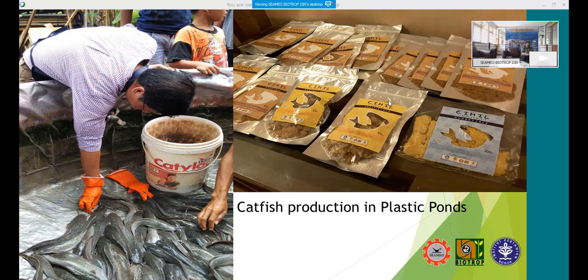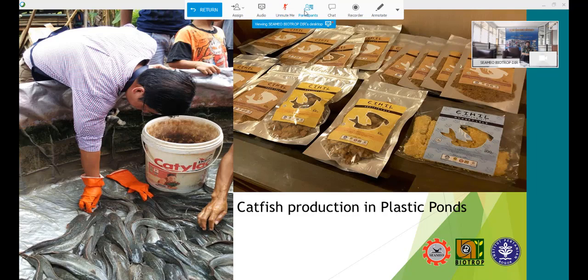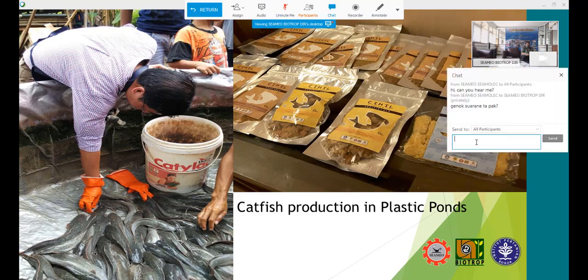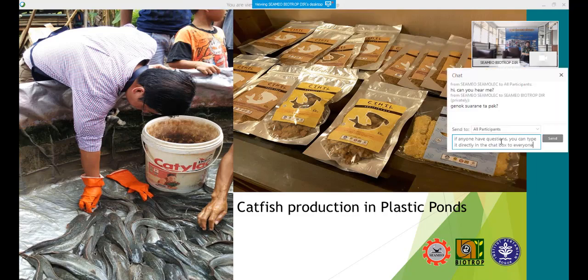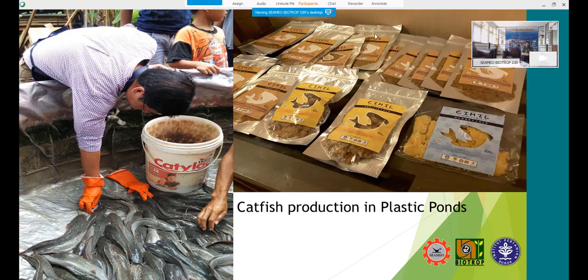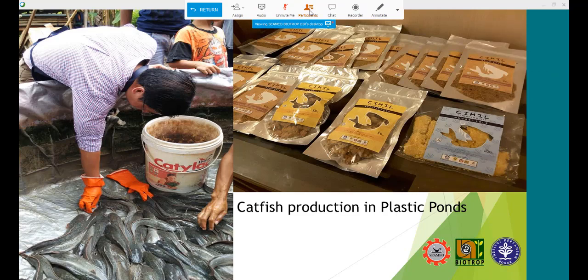And this is catfish farming using a plastic pond. So even in a very small space where it is not possible to dig a pond, we can still produce catfish. And from the catfish, we can sell it fresh, or we can even process and pack them nicely so that we can sell at a higher price. Next.